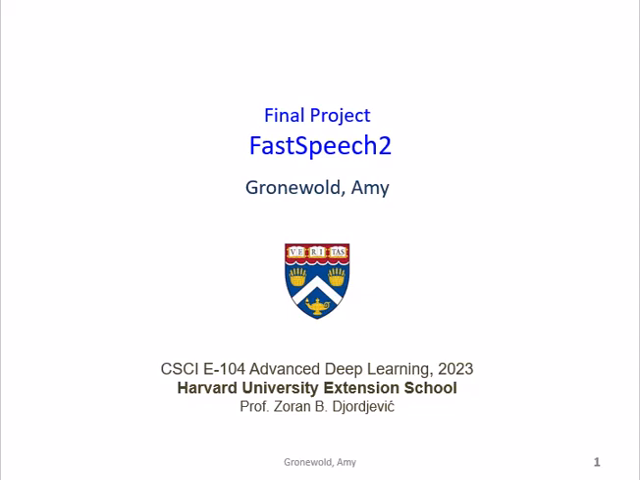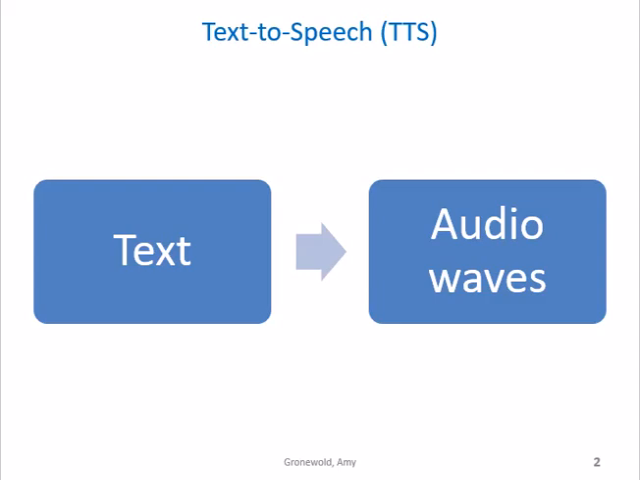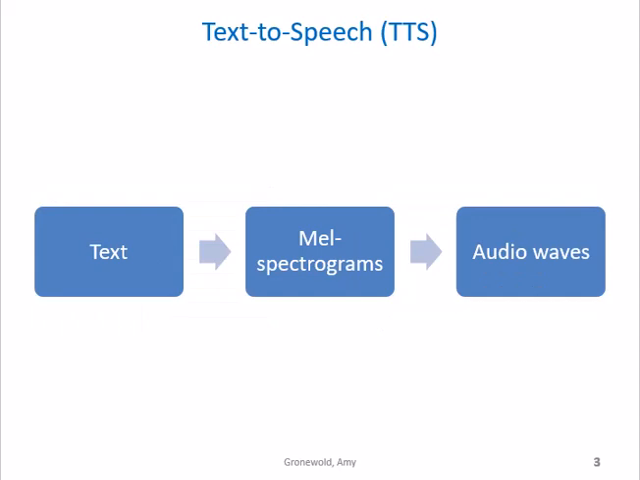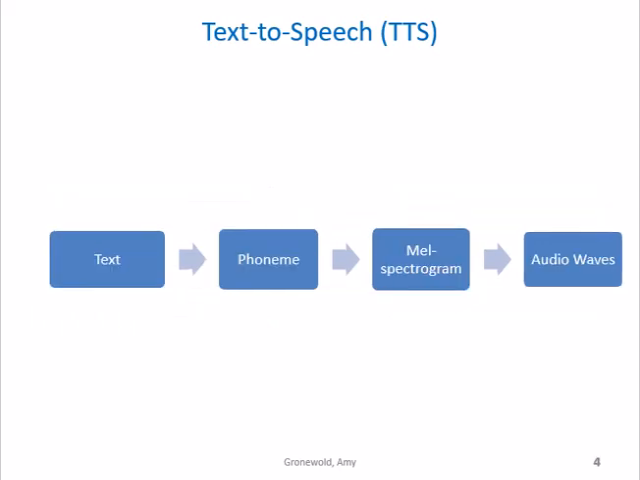Hello, this is my final project on Fast Speech 2. It is a text-to-speech algorithm. So essentially you give it a sentence and it produces audio. In order to do this, we use Mel spectrograms and phoneme embeddings of text. So these phonemes will be mapped and learned to convert to Mel spectrograms, and then we transform that into audio.